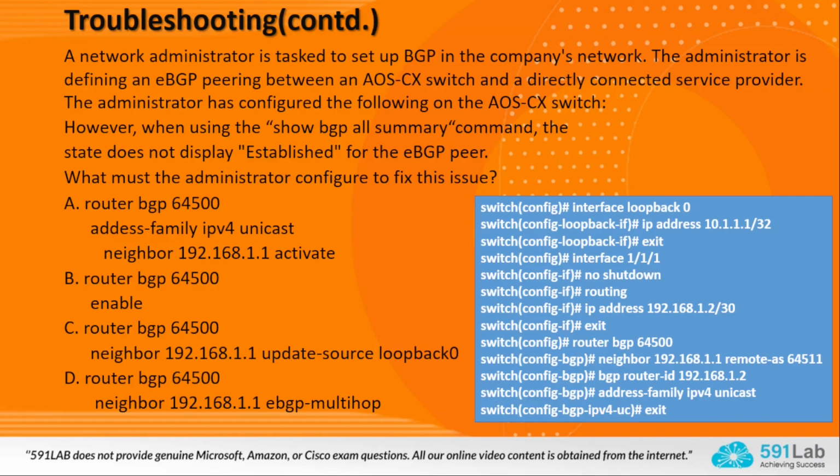Look at the next question under troubleshooting. A network administrator is tasked to set up BGP in the company's network. The administrator is defining an eBGP peering between an AOS-CX switch and a directly connected service provider. The administrator has configured the following on the AOS-CX switch. However, when using the show bgp all summary command, the state does not display established for the eBGP peer. What must the administrator configure to fix this issue?